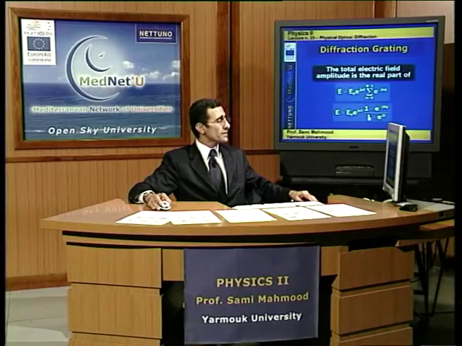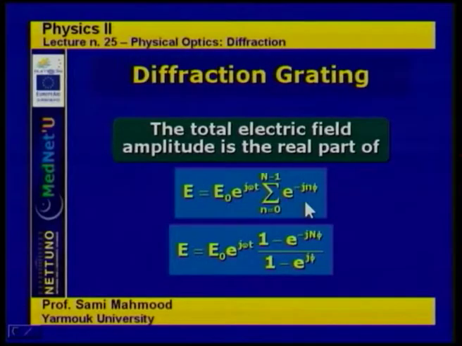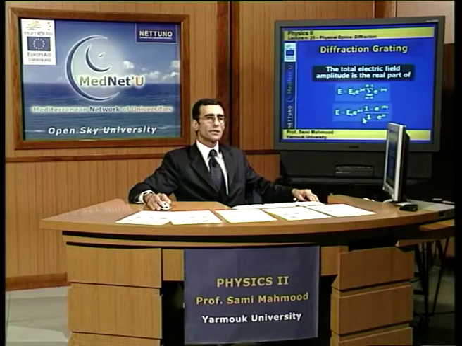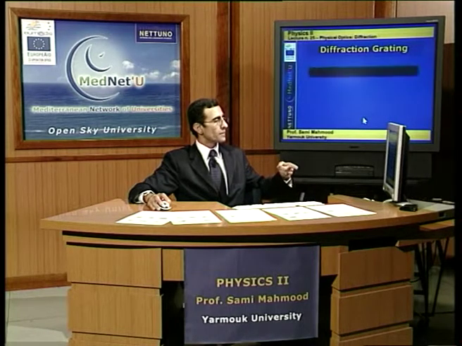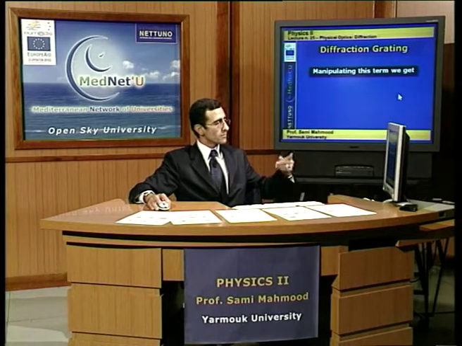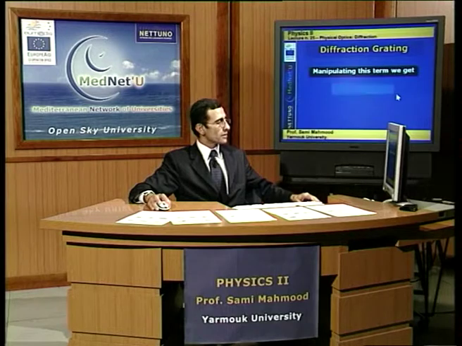And adding this up is simply a geometrical series, and the summation of e to the minus j n phi is equal to 1 minus e to the minus j capital N phi, divided by 1 minus e to the j phi. And this is multiplied by E naught e to the j omega t. And we have to manipulate this term in order to make it look simpler.